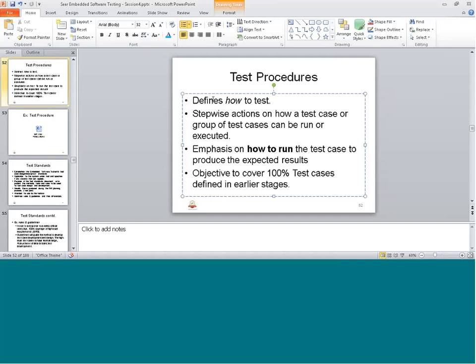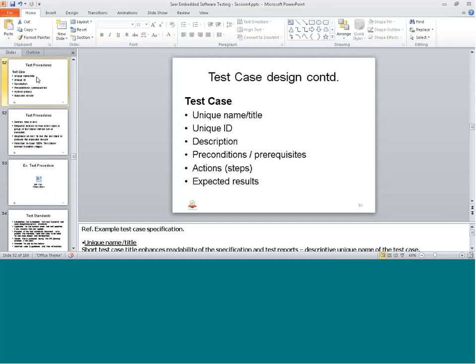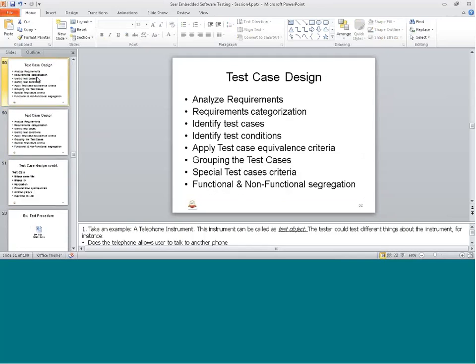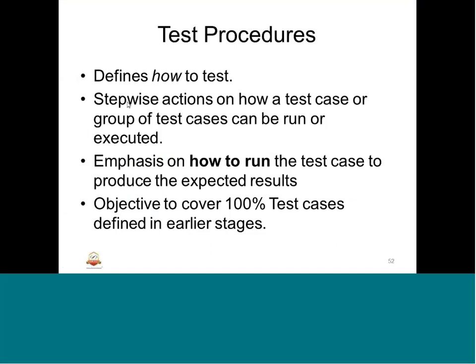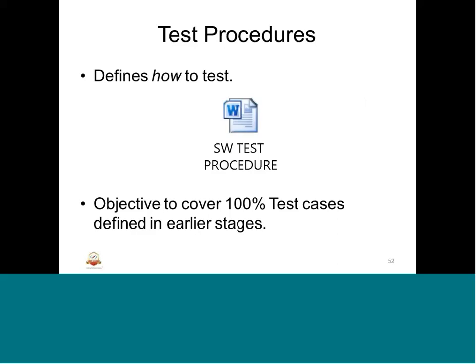It is a stepwise set of actions on how a test case or a group of test cases can be run or executed. So basically the emphasis is on how to run the test case to produce the expected result. For me it is very important how to run. The test procedure has to be 100% mapped to the test cases, because we have developed a number of test cases. All those test cases have to be executed one way or the other. How we are going to execute them is what the test procedure highlights. The test procedure tells the tester how we are going to perform the test.